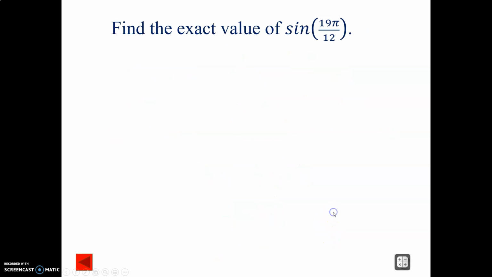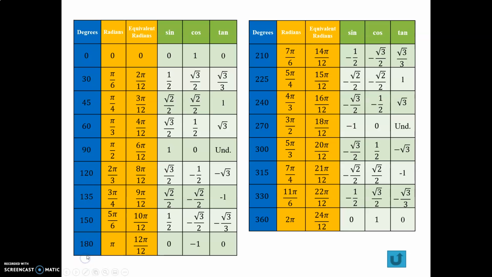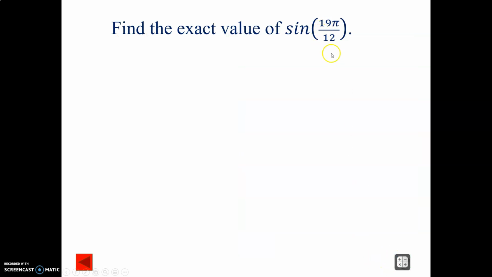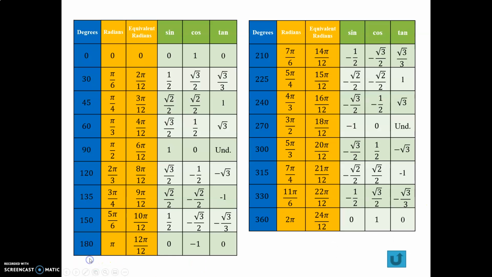All right. Let's use radians now. Find the exact value of sine 19 pi over 12. Well, previously, we used 45 as our base. So in this case, because we're using radians, we're using 3 pi over 12. So that's what we're playing with here. So 19, take away the 3, gives us 16. So if we look back, 16, yes, 16 pi over 12 is one of our base numbers.